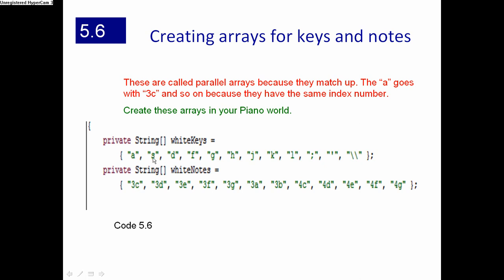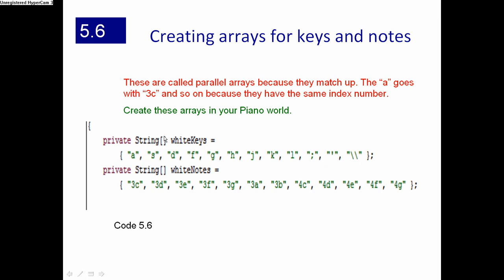This guy's index number is 1, 1, 2, 2, and so on and so forth, which is super handy because the A goes with a particular key that's going to play 3C. The S is going to play 3D, and so on and so forth. So these two go together, these two go together, these two go together, and the way that you make them go together is that they have the same index number, 0, 1, so on and so forth.